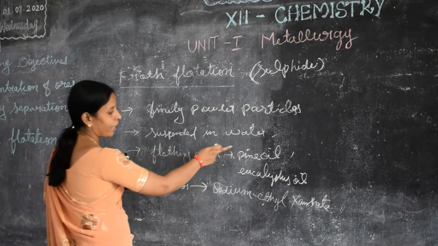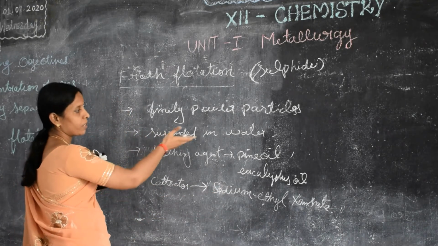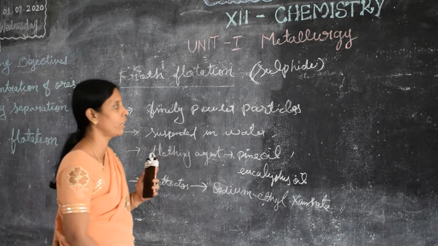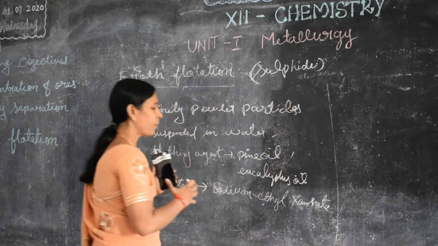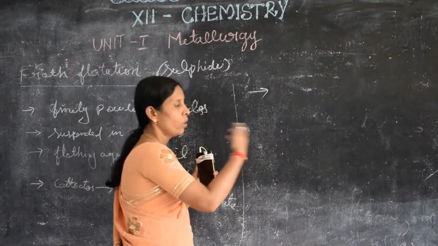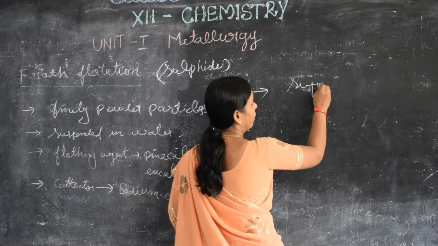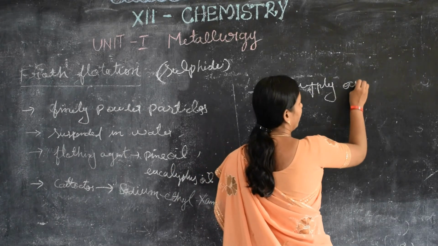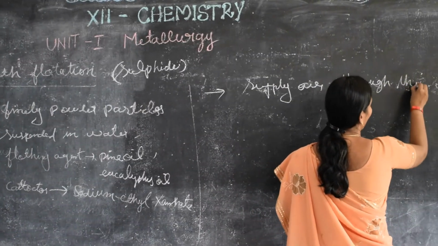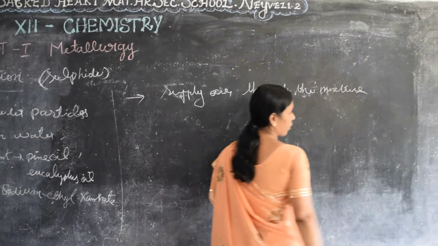So the floating agents are pine oil and eucalyptus oil, and the collector molecules are sodium ethyl xanthate, suspended in water. First we convert the ore to powder particles. Then the mixture is ready, the mixture of our process. Then we have to supply air through the mixture. First supply air through the mixture.